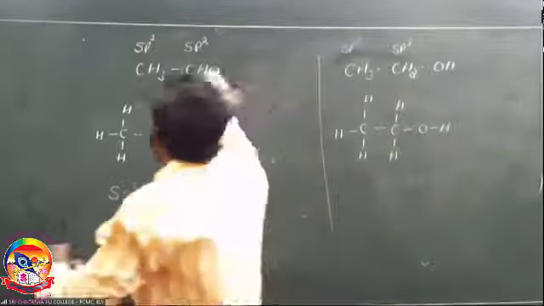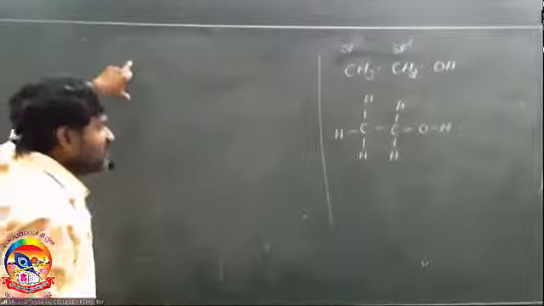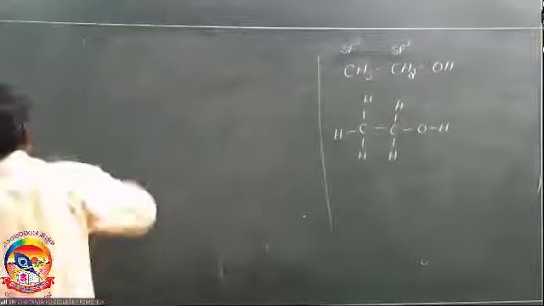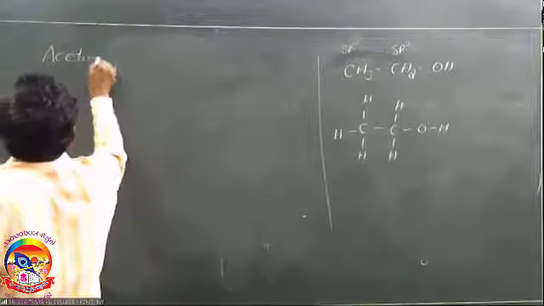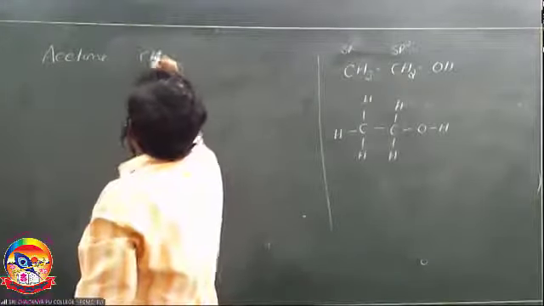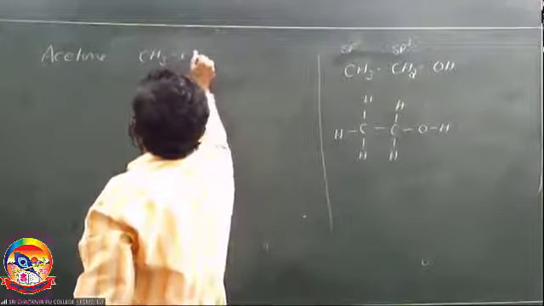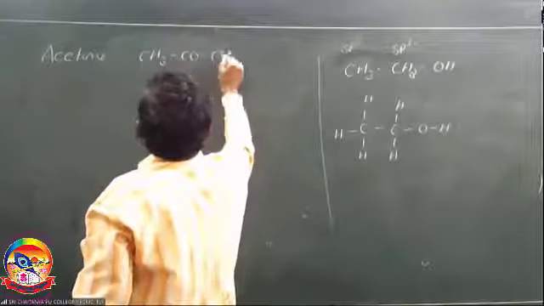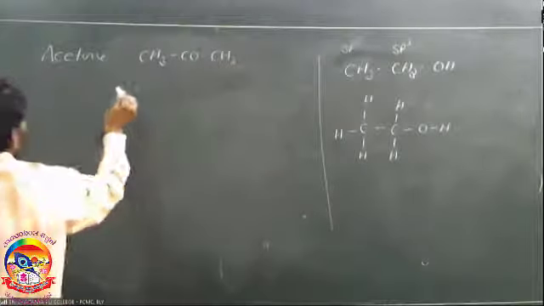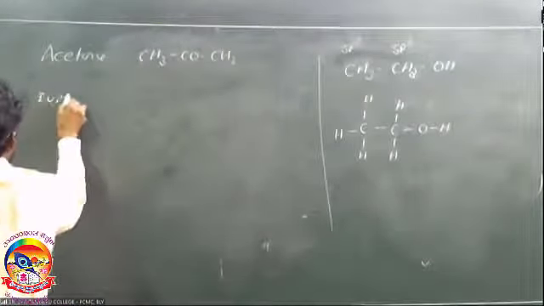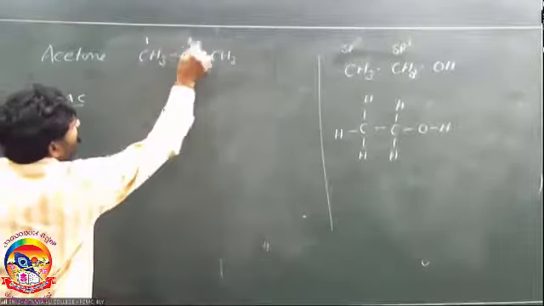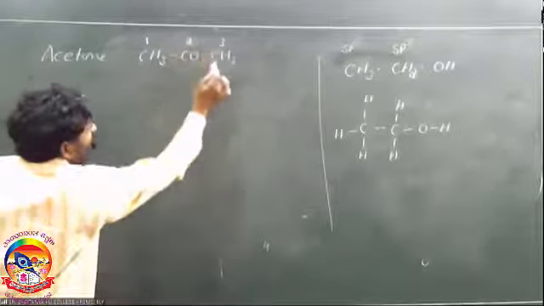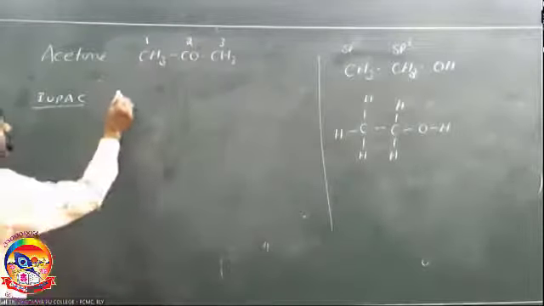Whereas in acetaldehyde, the hybridization of the first carbon, the carbonyl carbon, is sp2, and the adjacent carbon is sp3. Next, take acetone. What is the formula of acetone? CH3COCH3. It is the first ketone, acetone. What is the IUPAC name of acetone? Acetone contains how many carbons? 1, 2, 3. 3 carbons, so the root word is prop.